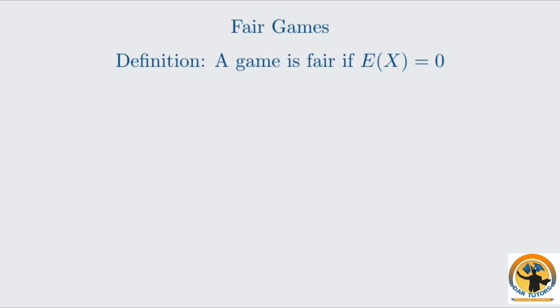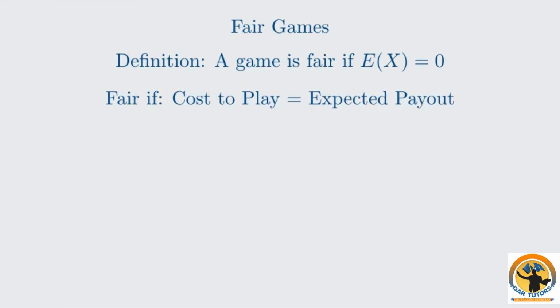A key application of expected value is in determining whether a game is fair. The expected gain of a player from a game is the expected return or payout minus the cost to play. A game is defined as fair if the player's expected gain is 0. So if we let x represent the player's gain, the game is fair if the expected value of x is 0. In other words, the game is fair if the cost to play is exactly equal to the expected payout. Over the long run, the player is expected to break even.